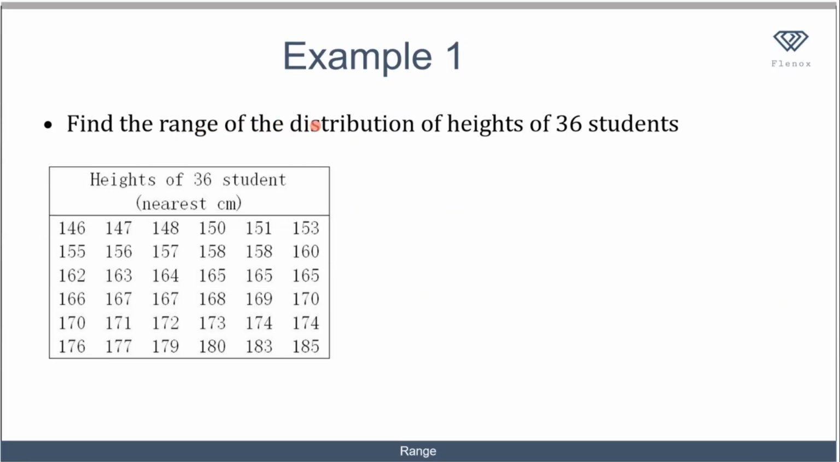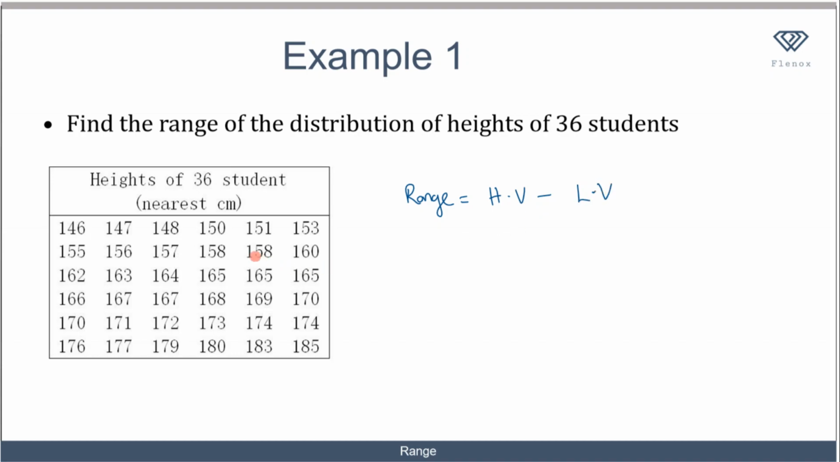Find the range of the distribution of height of 36 students. Here we are given the height of 36 students in centimeters, and we are asked to find the range. So we know that the range of a set of distribution is equal to what? The highest value minus the lowest value.